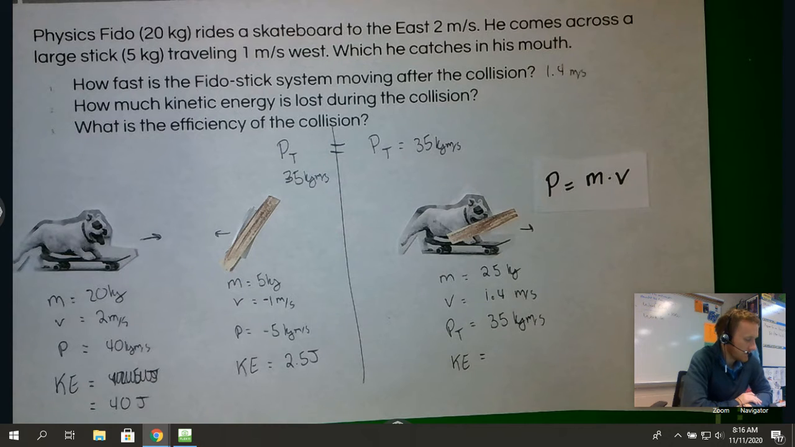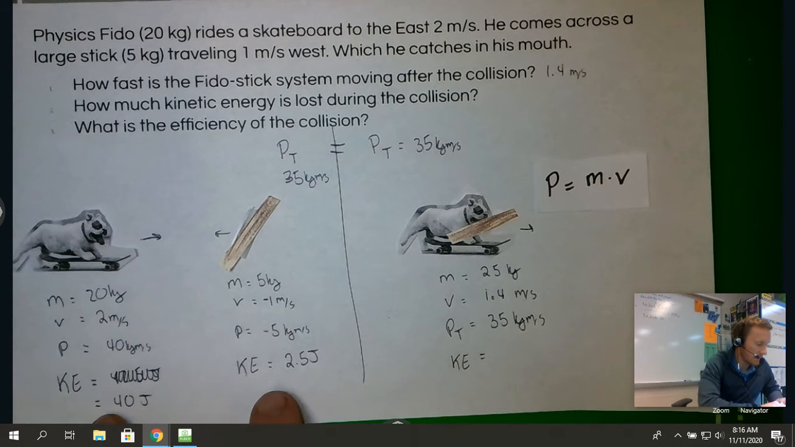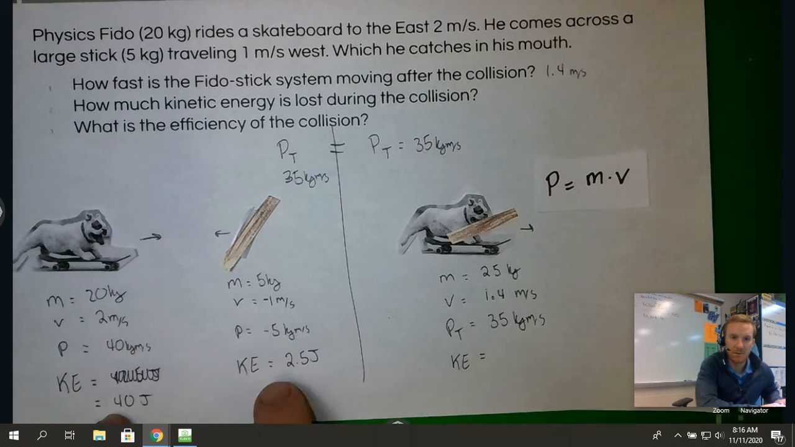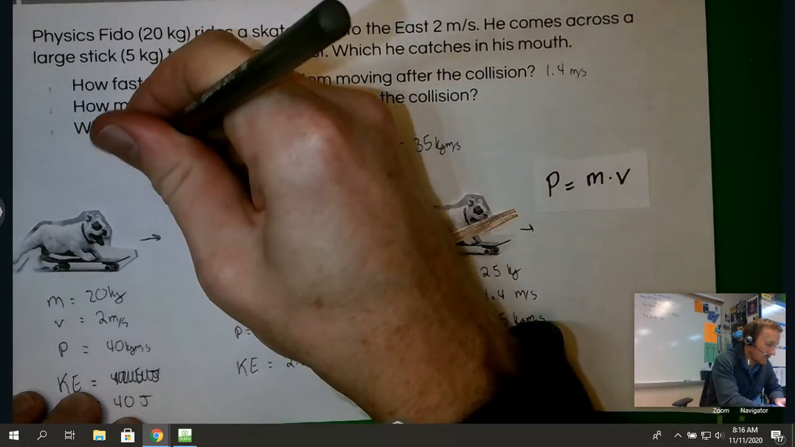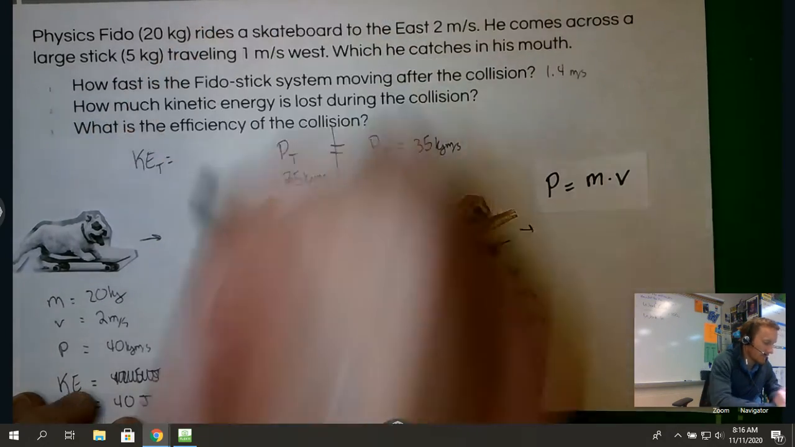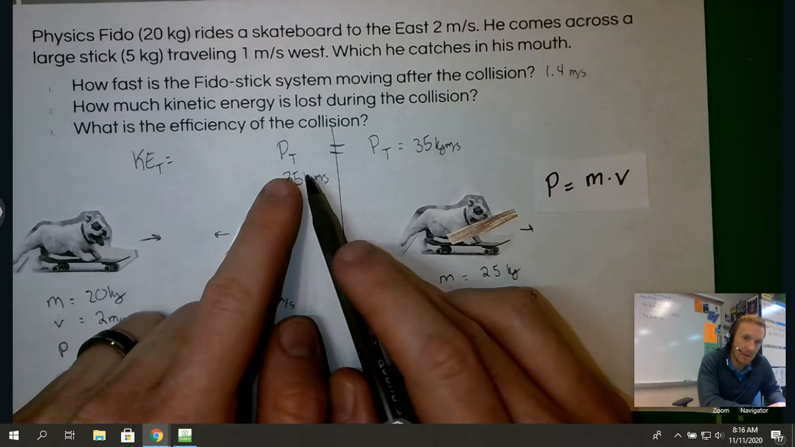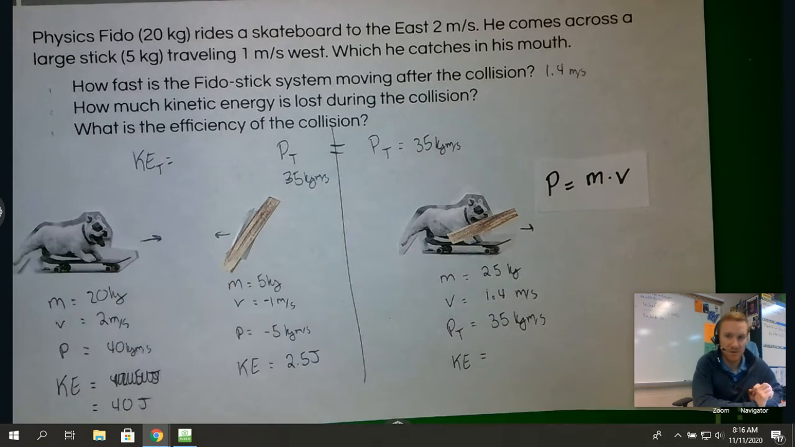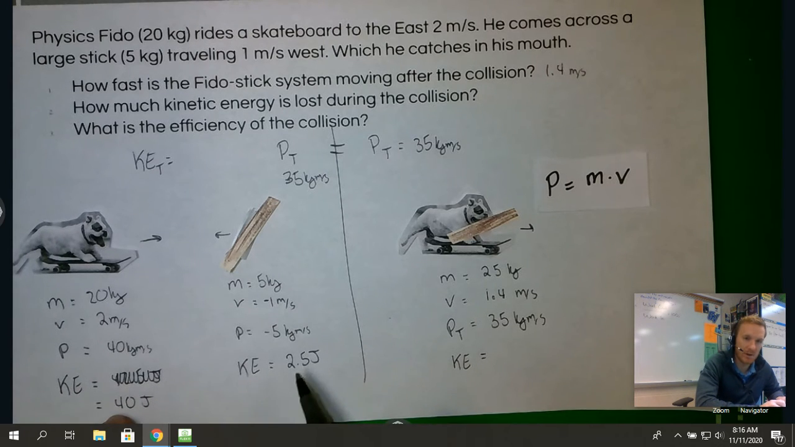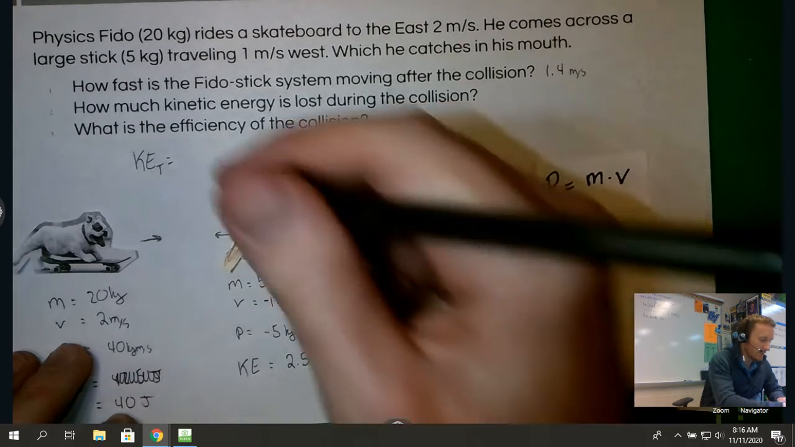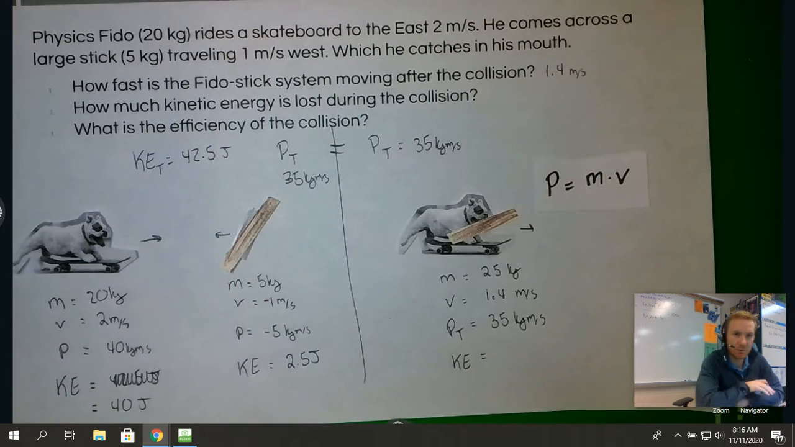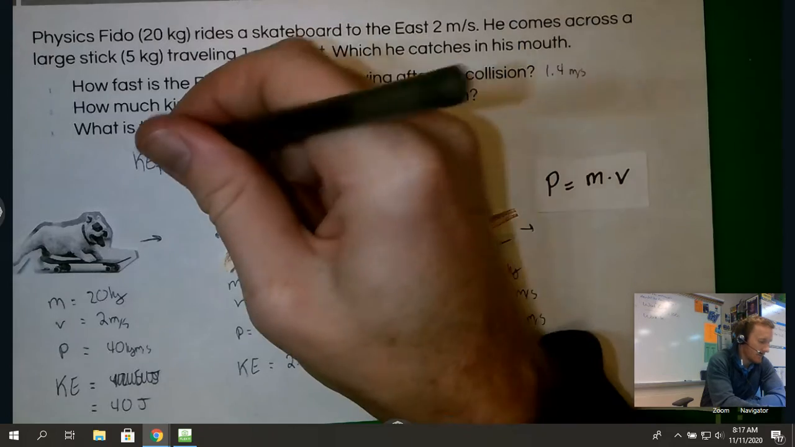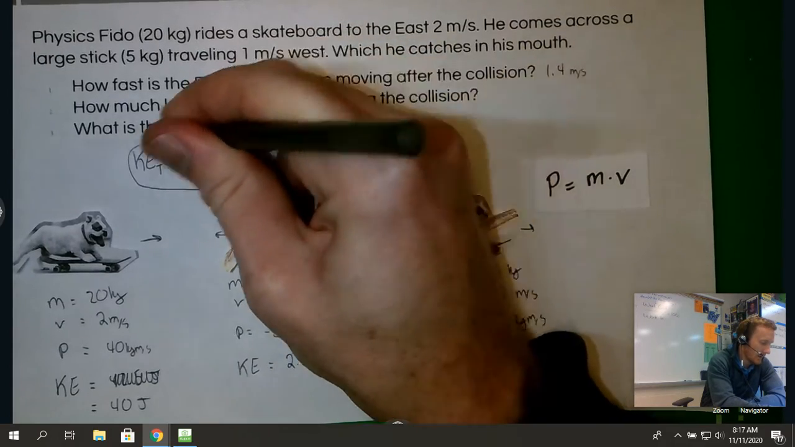Now that we have the energy of both Fido and the stick before, we can combine their energies together to figure out the total kinetic energy. Unlike momentum, energy is scalar, which means direction doesn't matter. So to figure out the total, I'm just going to add 40 plus 2.5. That should give us 42.5 joules. So there's our starting energy.